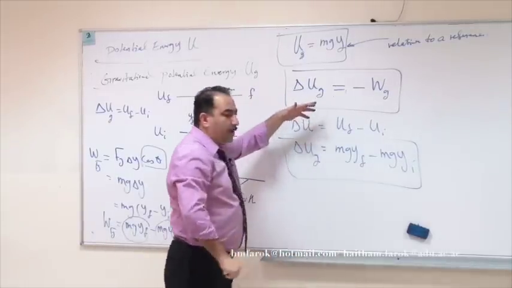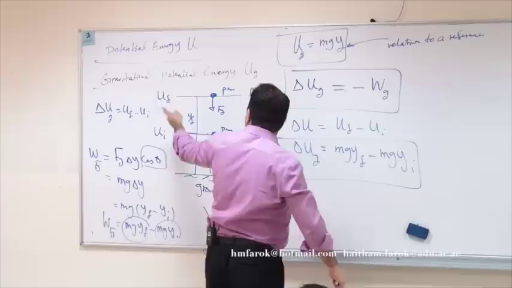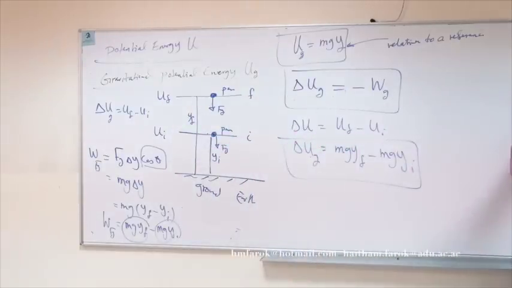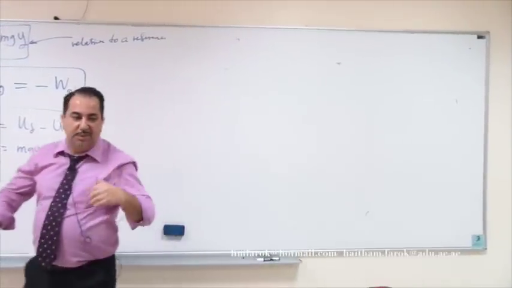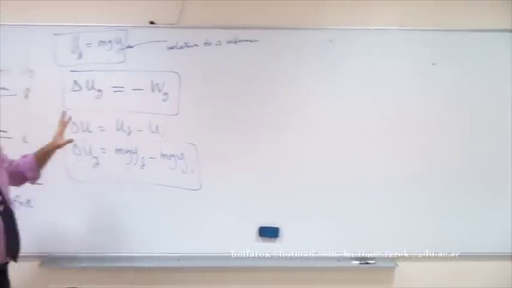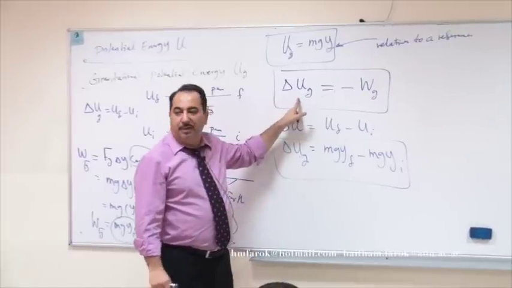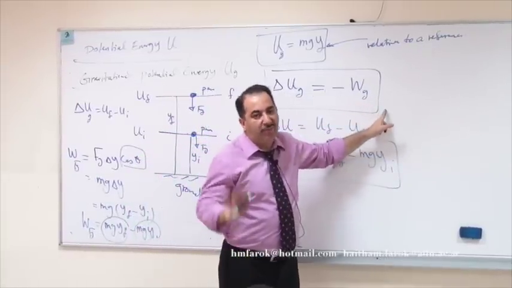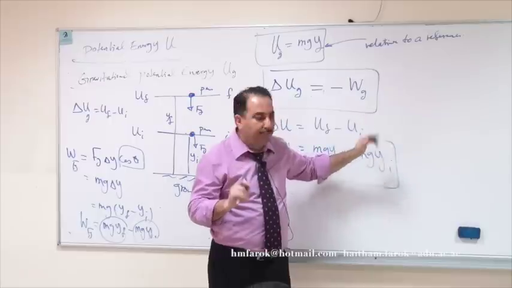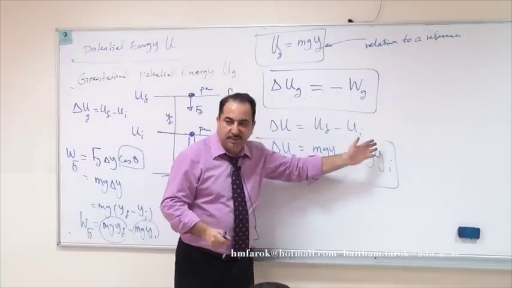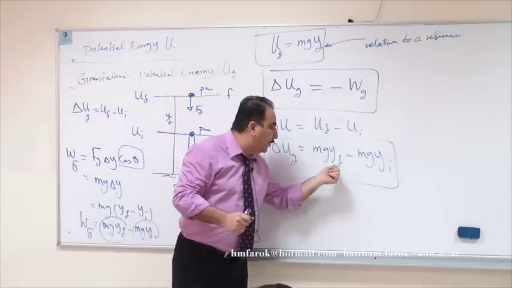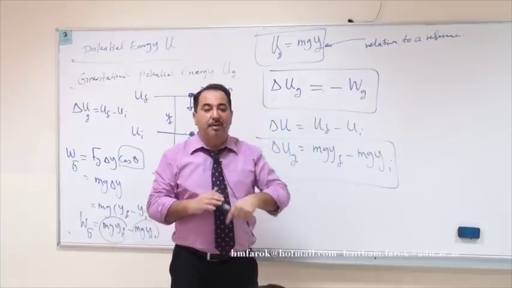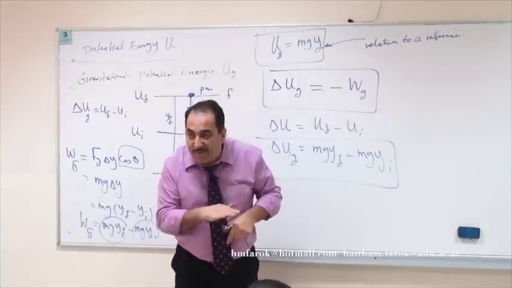Now, let's use the same concept and talk about the second potential energy, which is the spring. Gravitation, elastic potential energy. Just before I move to this one, what you have to remember for potential energy: delta U gravity is equal to negative of work of gravity. And you know how to calculate work of gravity. Delta U means U final minus U initial, so mg y final minus mg y initial. Remember the y final, y initial, those are heights relative to a reference, 0 y.